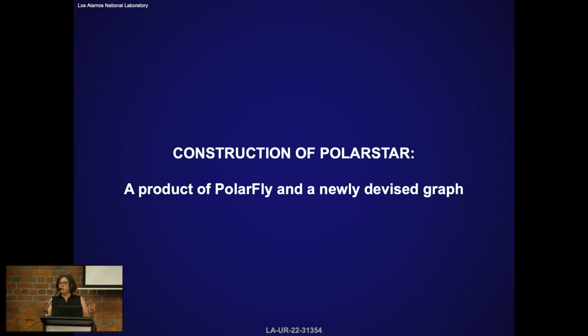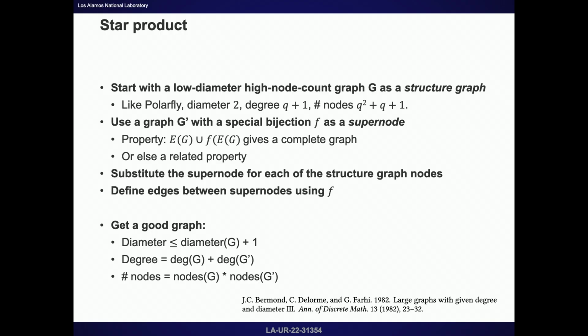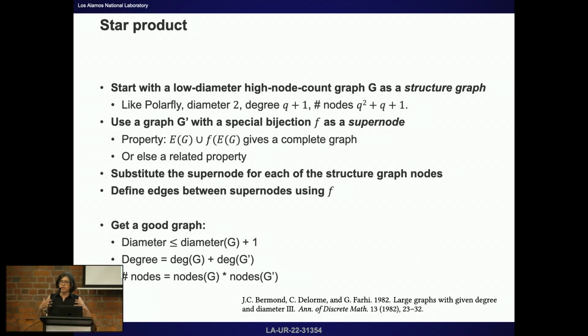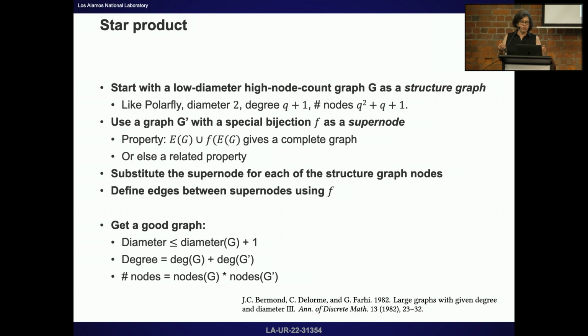So what it is, it's a graph product construction, and it's a little bit complicated. Basically, you start with a good basic graph as a structure graph that has a lot of nodes. We're going to call that the structure graph, and we're going to use Polarfly. And then you have another graph that has a specific property. It has a bijection on it that if you apply that bijection to the edges and take the union of those with the original edges, you get all edges. You get the complete graph.